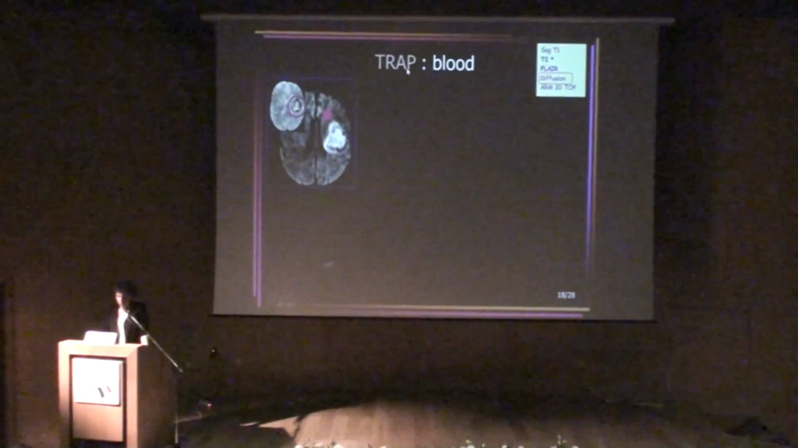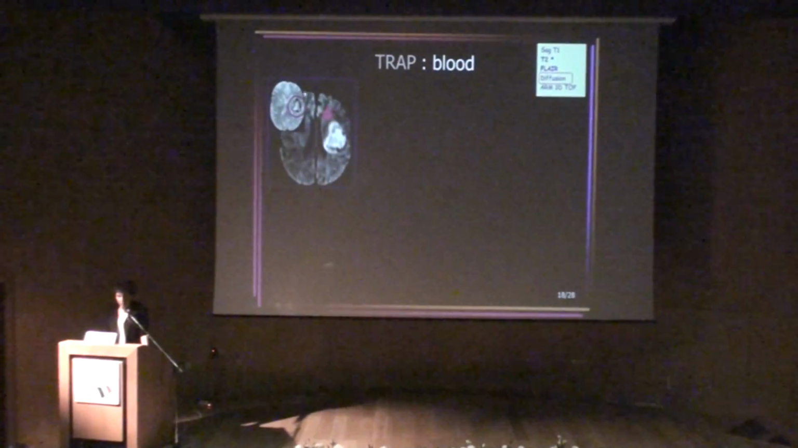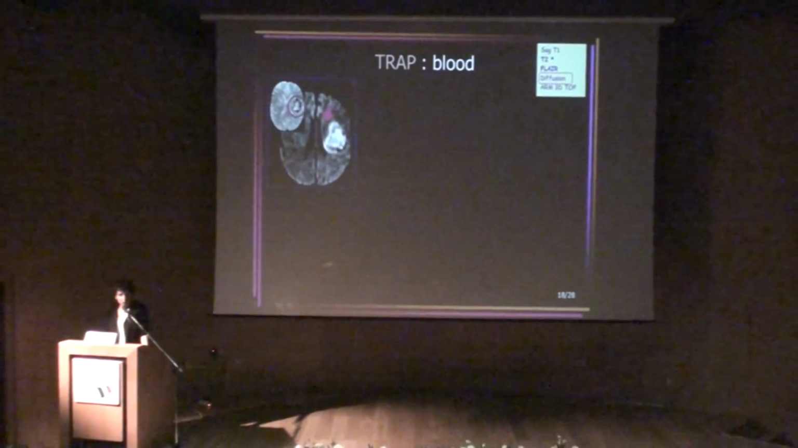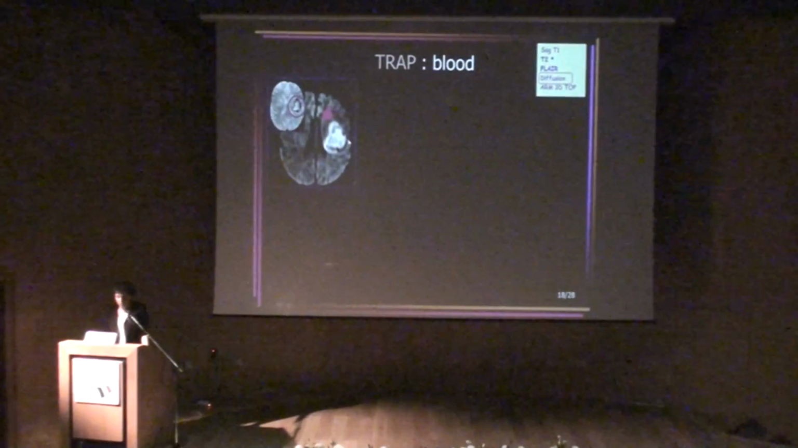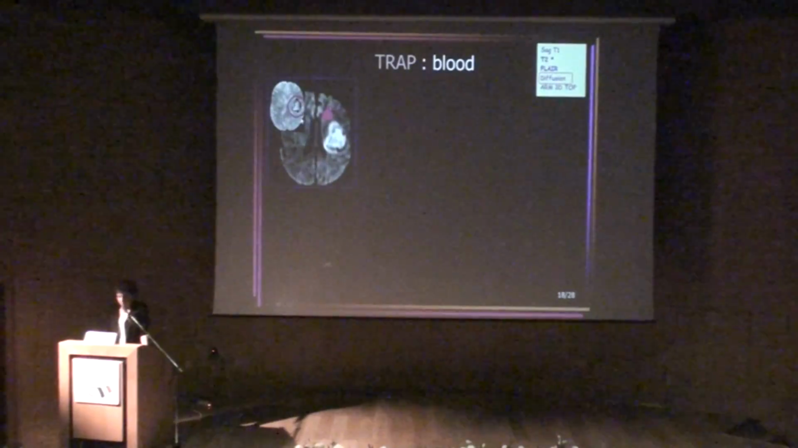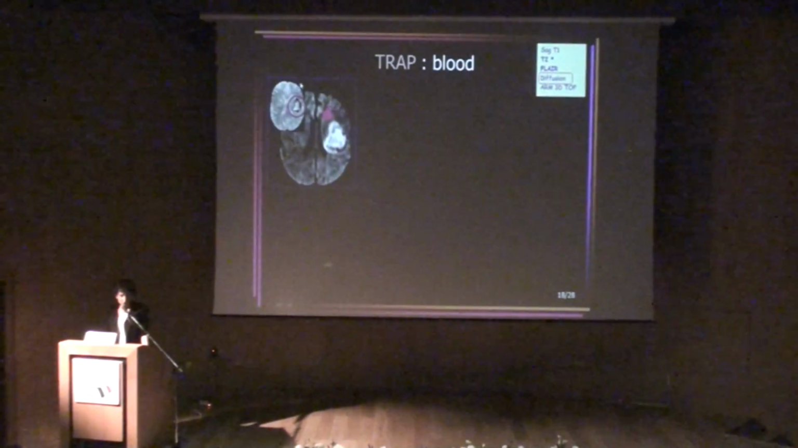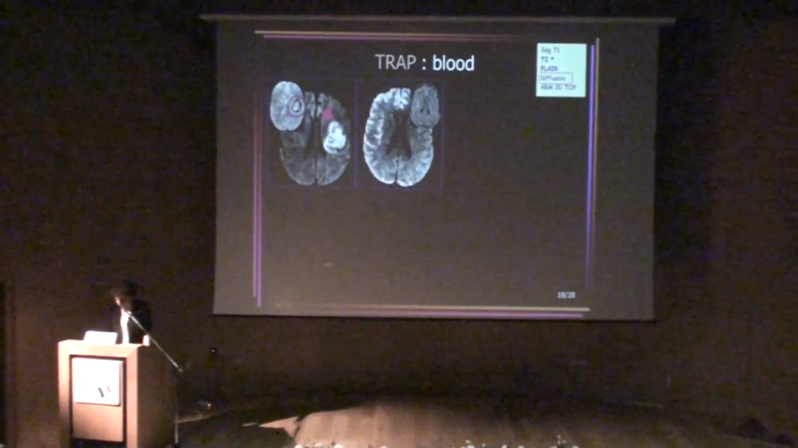And the first trap is that you should always check that there is no blood before you analyze and before you conclude that this is an ischemic stroke. This is not an ischemic stroke, this is a hematoma. So first, if you scan an acute stroke patient, check the T2 star weighted sequence before looking at your diffusion.